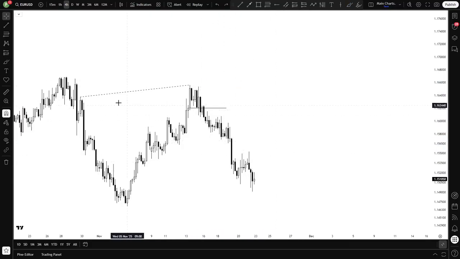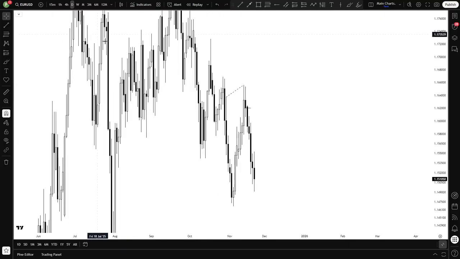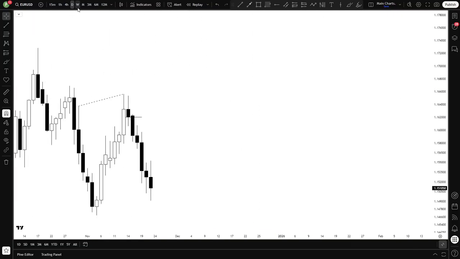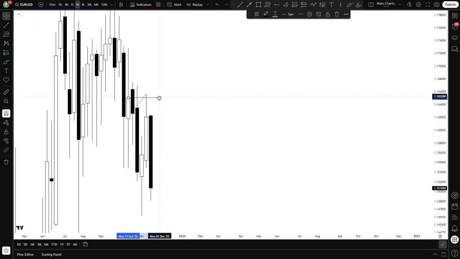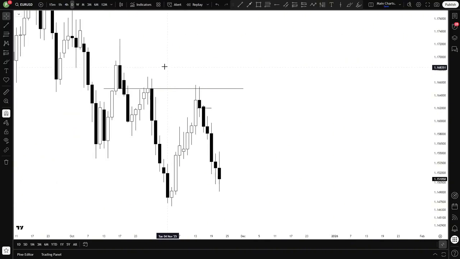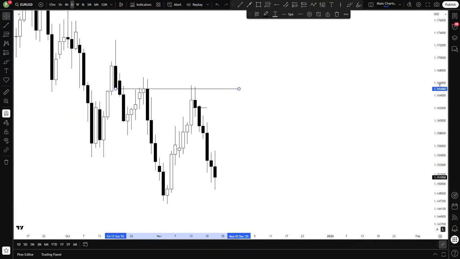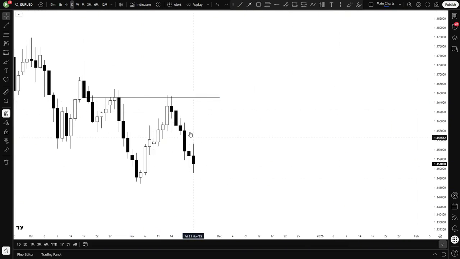Because of this SMT divergence, because of this change in the state of delivery, and because we reached this rejection block, this weekly key level, because of these factors, I had a bearish directional bias for the whole week.